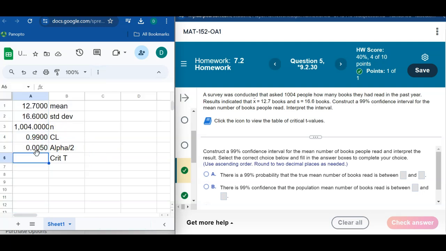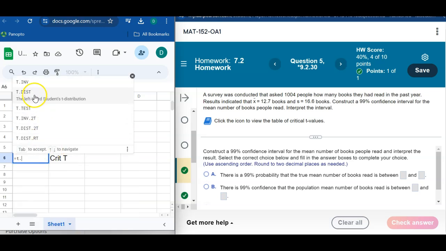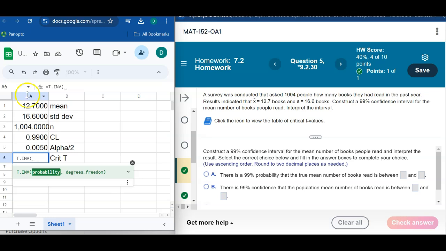My critical t value is the number in the right tail that has this area to the right of it in a t distribution. So we get that from the t inverse calculation, the T.INV. And the probability, again, is the right tail, so I need to do 1 minus this alpha, comma, and then the degrees of freedom is 1 less than the sample size. The sample size is 1004, so the degrees of freedom is going to be 1003. You can also click the sample size and subtract 1. That would be fine too. So there's my t critical value.